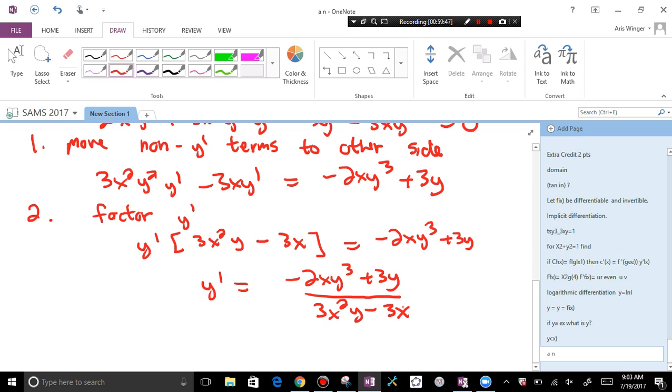Looks like we're going to have some problems at (1, 1). Go ahead. 3x squared y squared. Yeah. Is it? No, drop it. Thank you. At (1, 1), y prime is undefined.